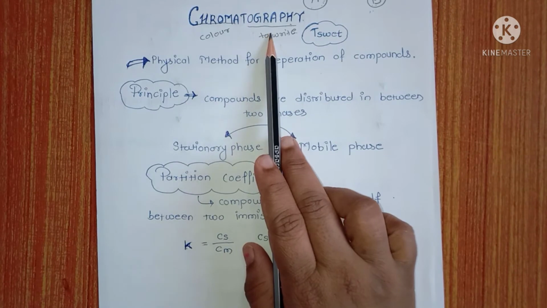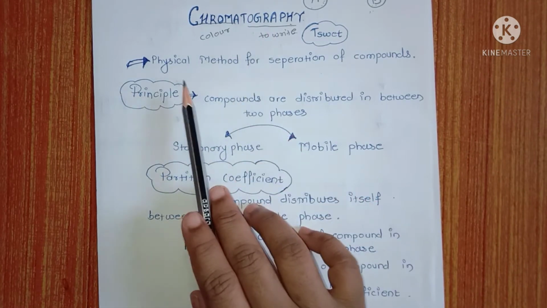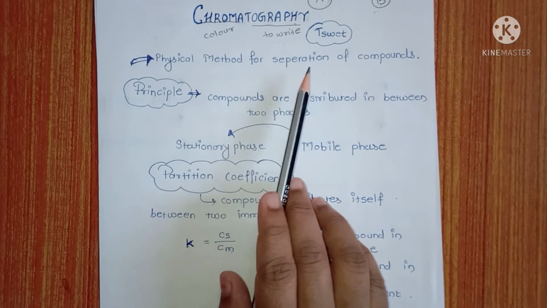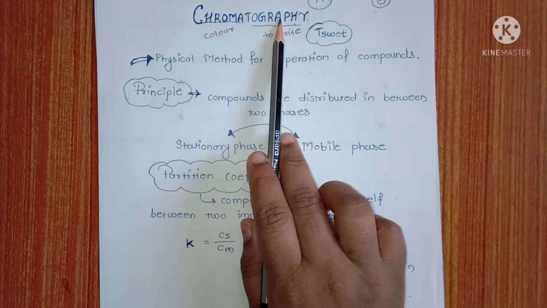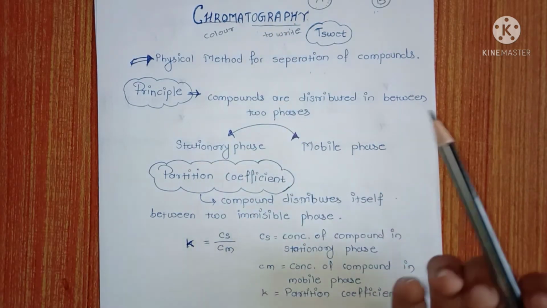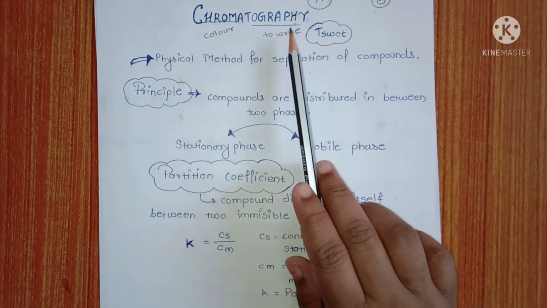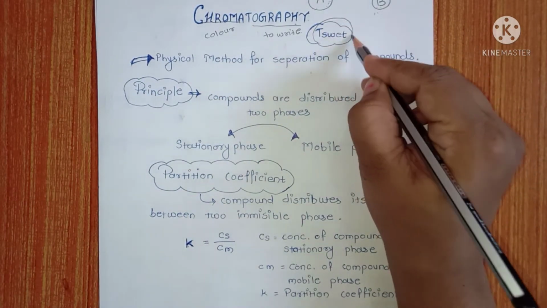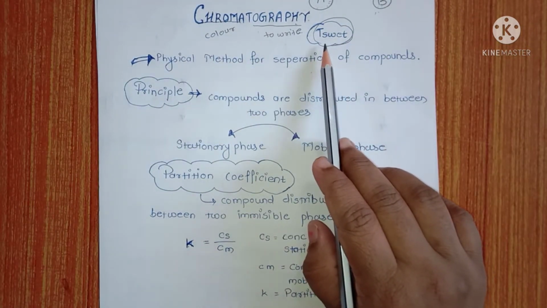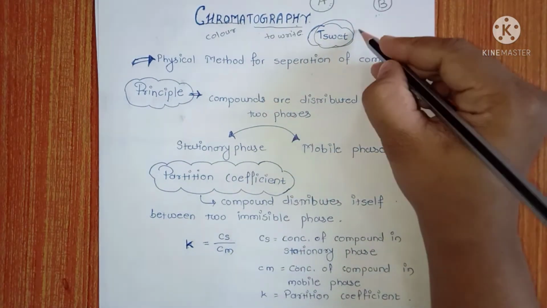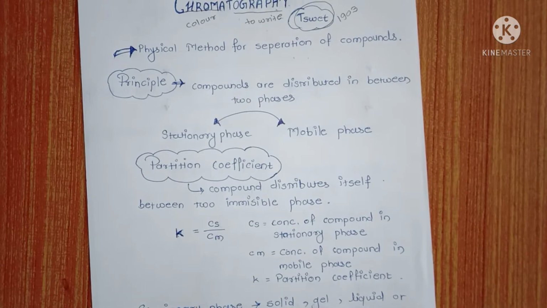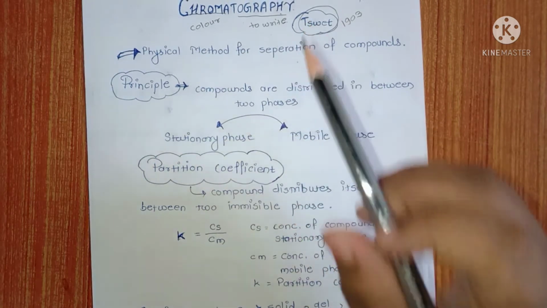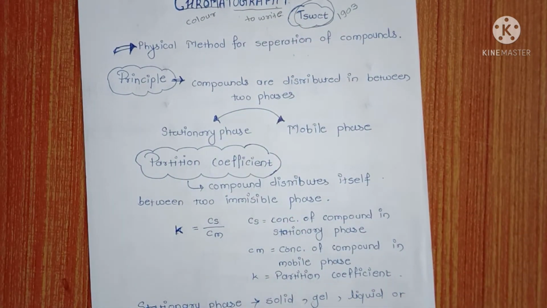What is the definition of chromatography? It is a physical method of separation of compounds. By using this technique, we separate the compounds from a multi-component mixture. This technique was first discovered by Mikhail Tsvet, a Russian scientist, in 1903. He first successfully separated plant pigments from a mixture by using a calcium carbonate column chromatography.